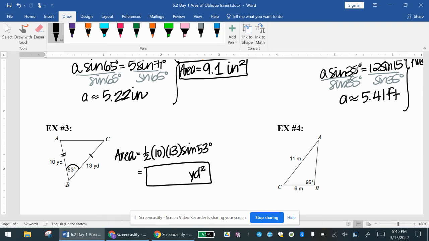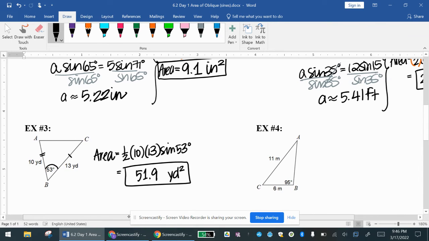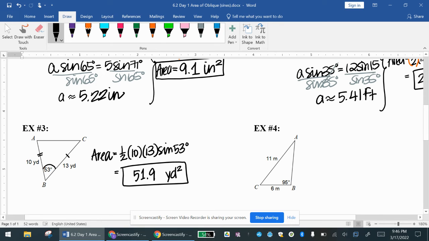Okay, everybody should be practicing this on their calculator. I got 51.9 yards squared. Okay, when you're ready, go ahead and start looking at example 4.